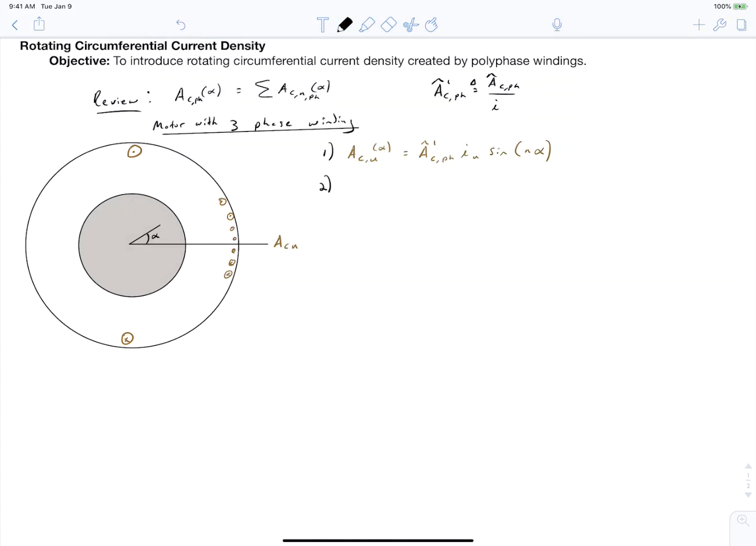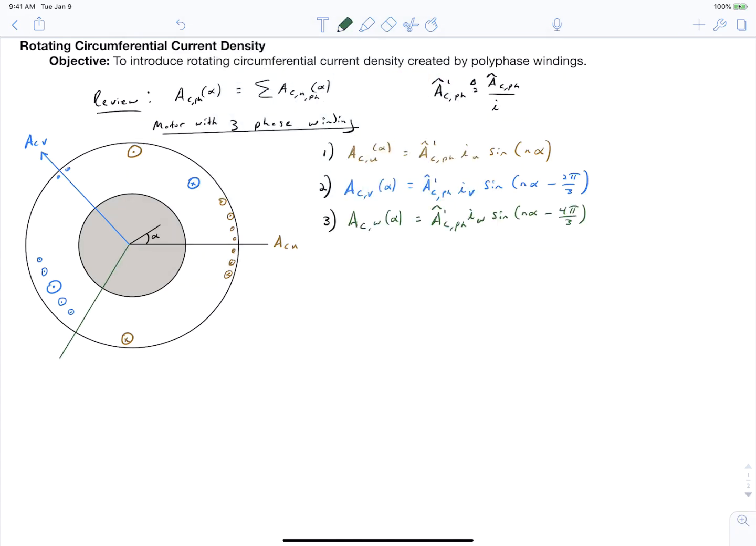And next we'll sketch our phase V winding. The phase V winding is the same as the phase U winding, but it's shifted by 2 pi by 3. It's shifted by 120 degrees. And finally, we'll denote the phase W winding. And that's shifted by another 120 degrees, so by 240 degrees from phase U.